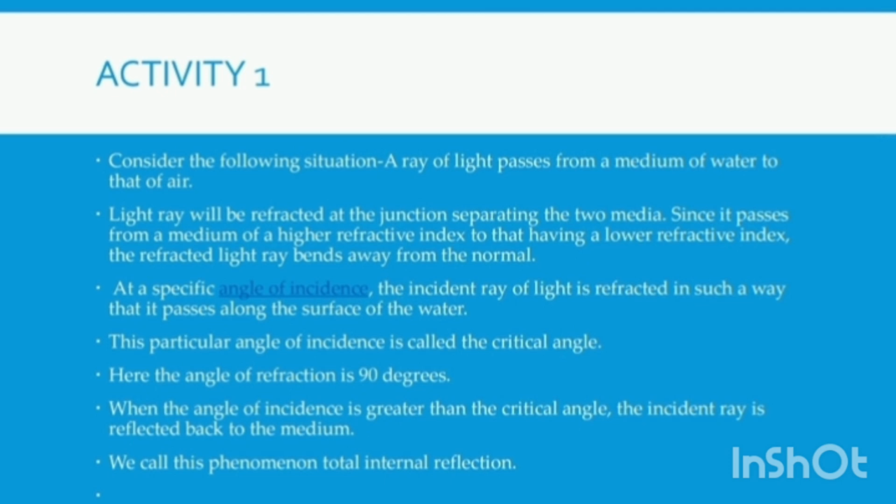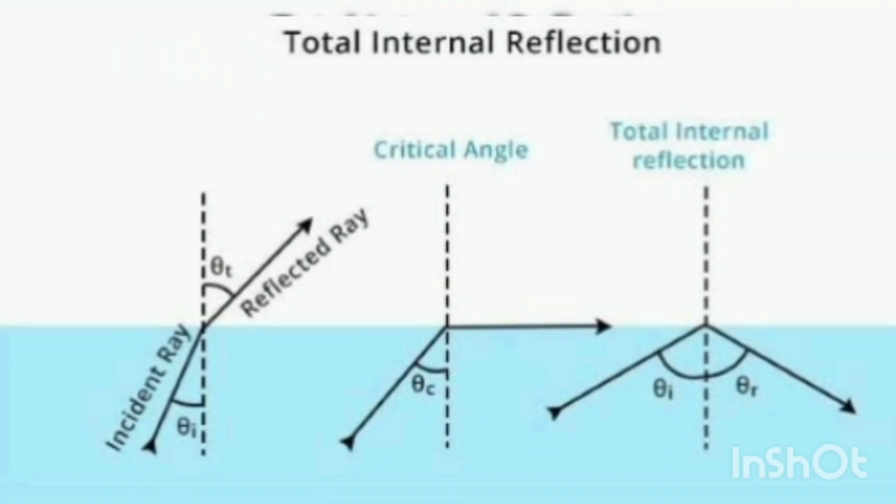At a particular angle of incidence, the incident ray of light is refracted in such a way that it passes along the surface of water. You can see in the second picture, this particular angle of incidence is called the critical angle. Here the angle of refraction is 90 degrees. When the angle of incidence is greater than the critical angle, the incident ray is reflected back again into the medium, meaning it comes back into the water, as you can see in the third picture. We call this phenomenon total internal reflection.